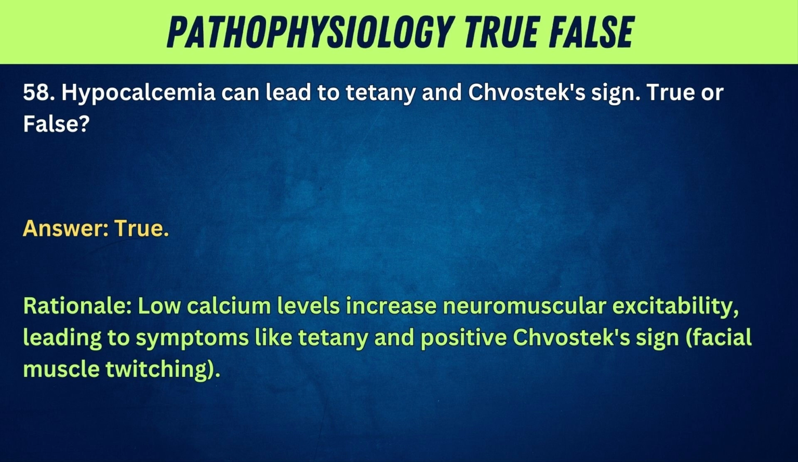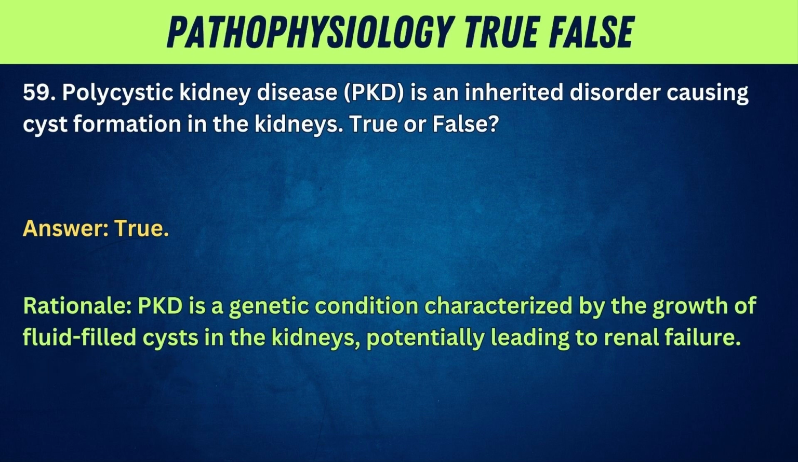True or false? Answer: true. Rationale: low calcium levels increase neuromuscular excitability, leading to symptoms like tetany and positive Chvostek's sign, facial muscle twitching. 59. Polycystic kidney disease, PKD, is an inherited disorder causing cyst formation in the kidneys.